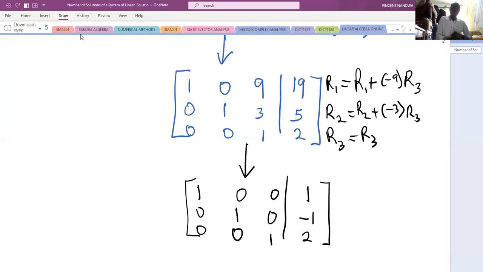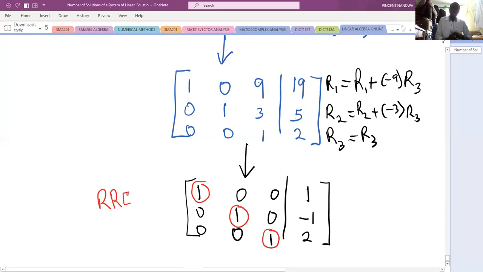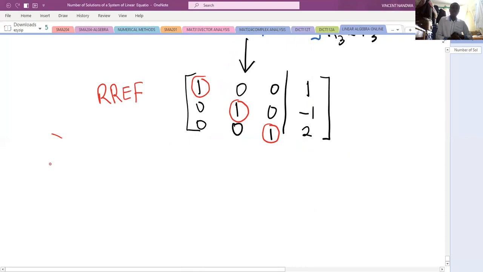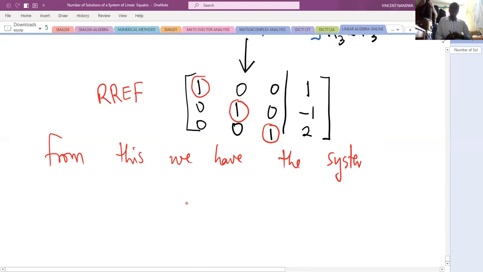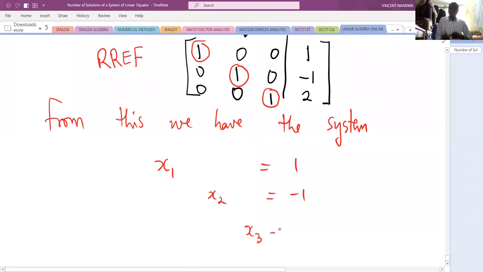So this is the matrix we have obtained. You see this is 1, this is 1, this is 1, and all other positions are zeros. So this is in reduced row echelon form. From this, the next step, we have the system x1 equals 1, x2 equals minus 1, and x3 equals 2.